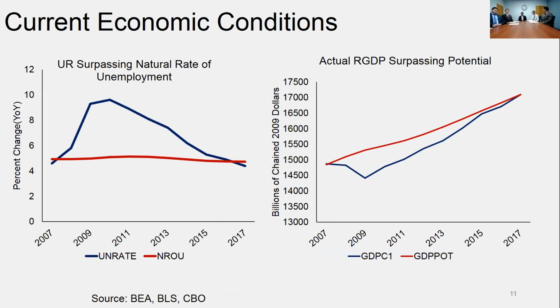As you can see in the first figure, the unemployment rate surpassed that of the CBO's estimates of longer-run inflation, and in the second figure, real GDP is surpassing that of potential. Both of these are indicators that the United States is in the later part of this business cycle. And although expansions do not die of old age, the current capacity of the United States economy should be well understood by fiscal policymakers.